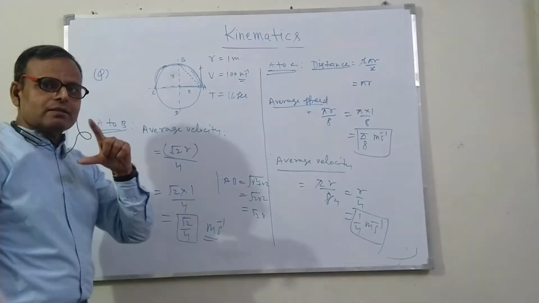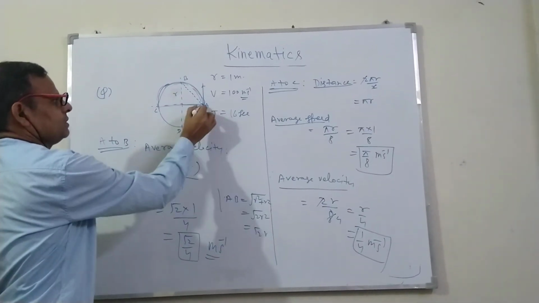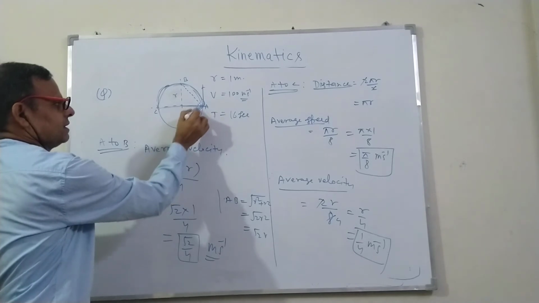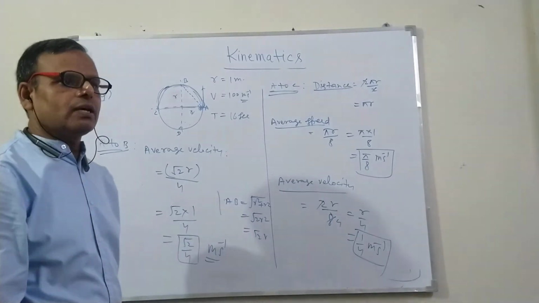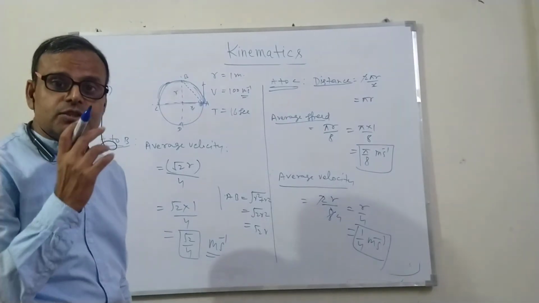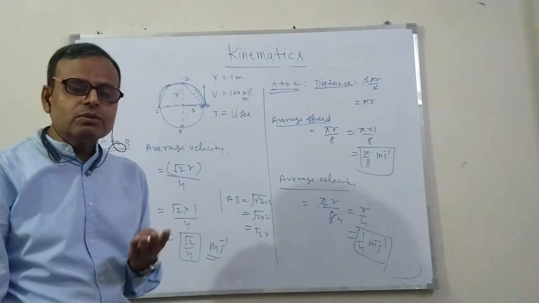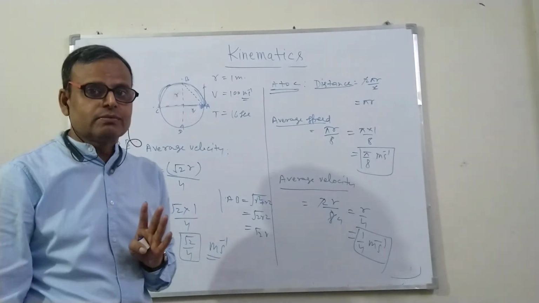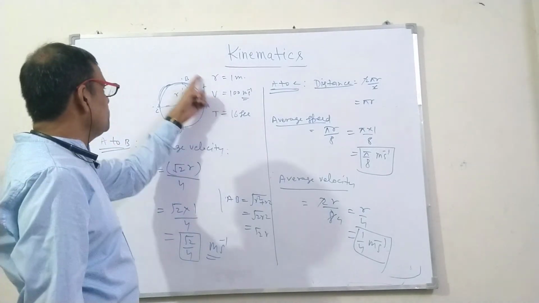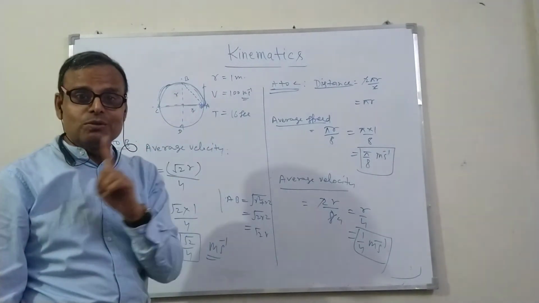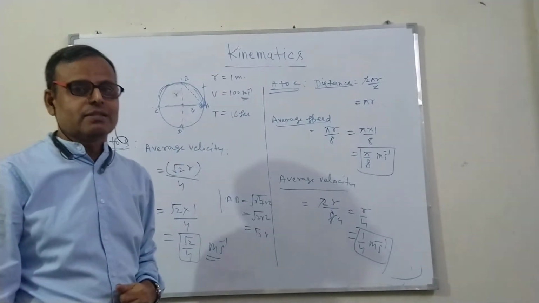Similarly, for average velocity from A to D, the shortest path length will be the displacement. Similarly, from A to A, the total displacement is 0. If displacement is equal to 0, then average velocity will be equal to 0. But the average speed from A to A will not be equal to 0, because it is 2 pi r by total time, that will be the answer for that.